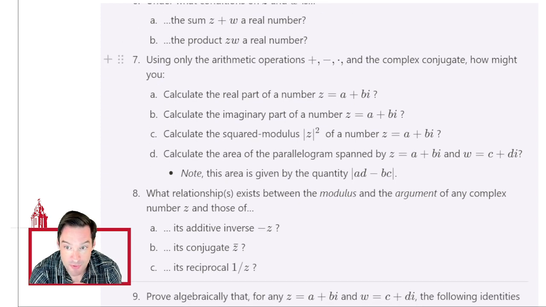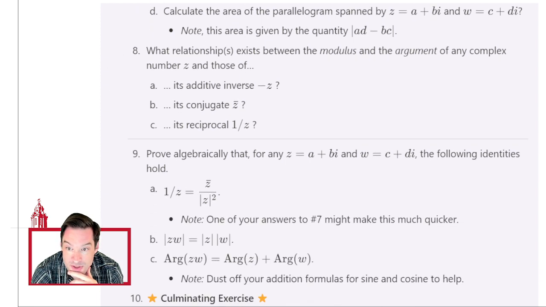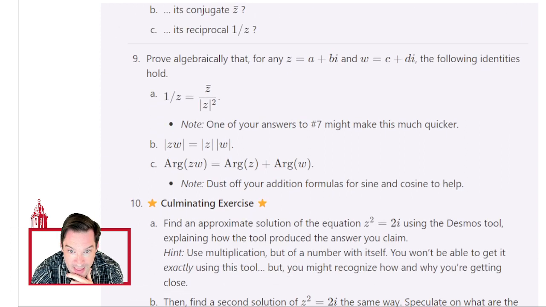Are there ways to help us use arithmetic, addition, subtraction, multiplication, and conjugation, to calculate the real and imaginary parts of a complex number, to calculate the modulus of a complex number, to calculate the area of a parallelogram that's spanned by two complex numbers? What relationship, if any, can we find between the modulus and the argument, so the polar coordinate viewpoint of a complex number, and those polar coordinates associated with its additive inverse, its complex conjugate, its reciprocal? These are going to be really important to help us build out further the geometry of what's going on in the complex plane. And then our last couple of questions for our investigation are a little bit deeper.